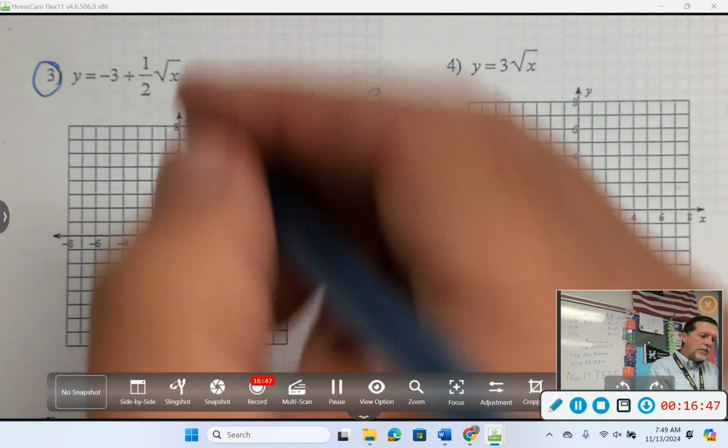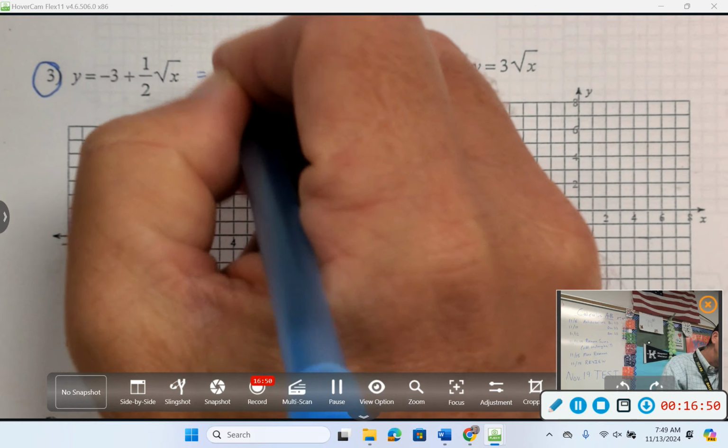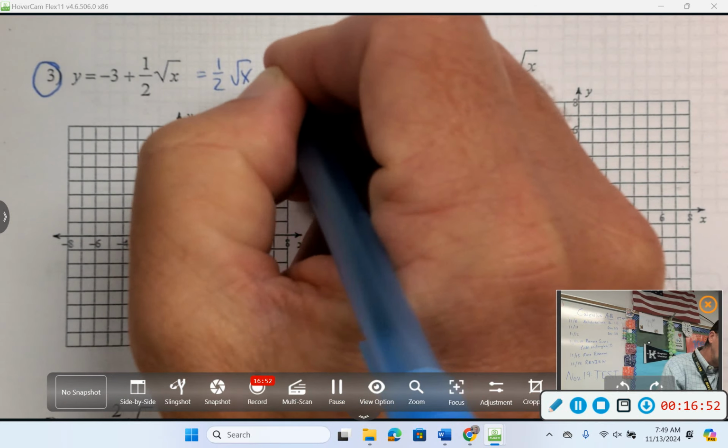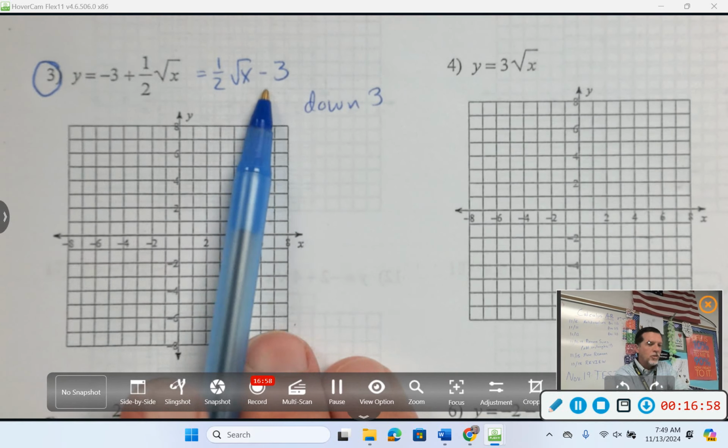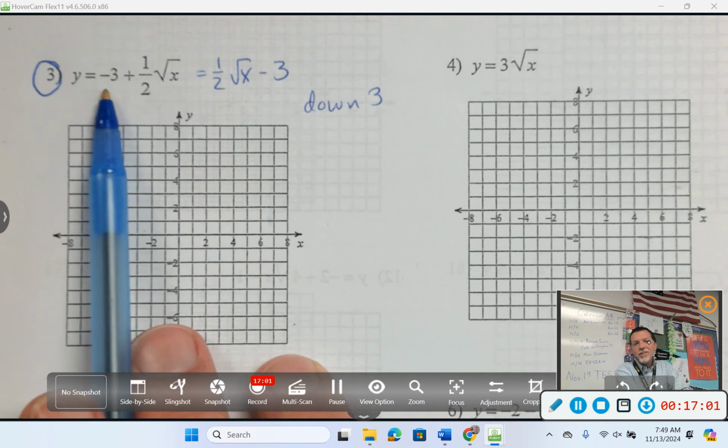So, if it really bothers you, it'd have to really bother you for you to go through the trouble of doing this, but it's the same thing as putting a minus 3 at the end. That's where we're used to seeing it. So again, if it really bugs you, then rewrite it like that.